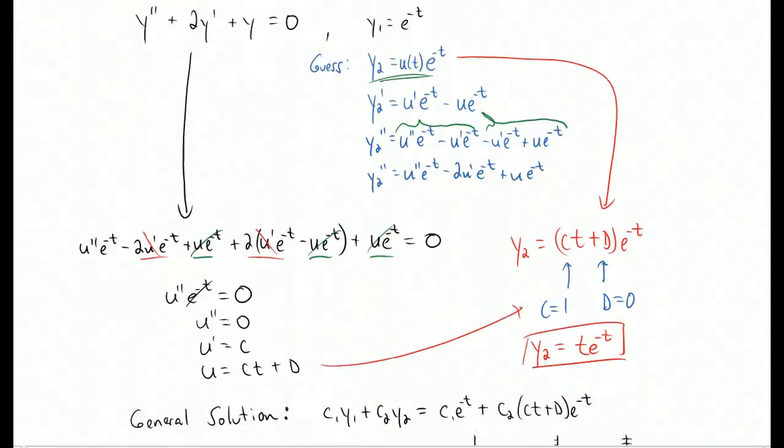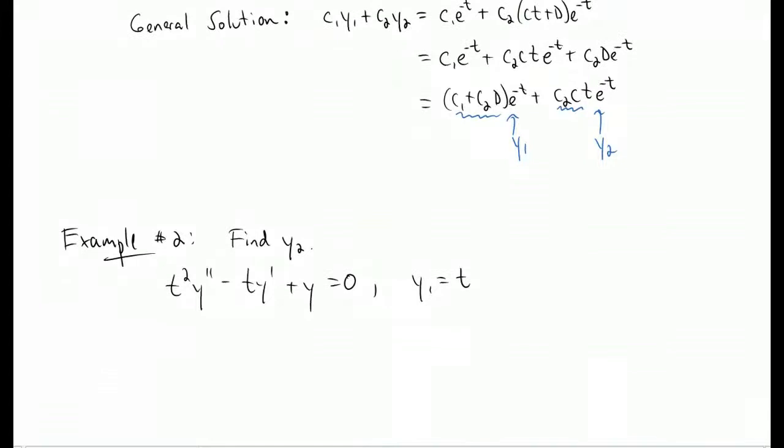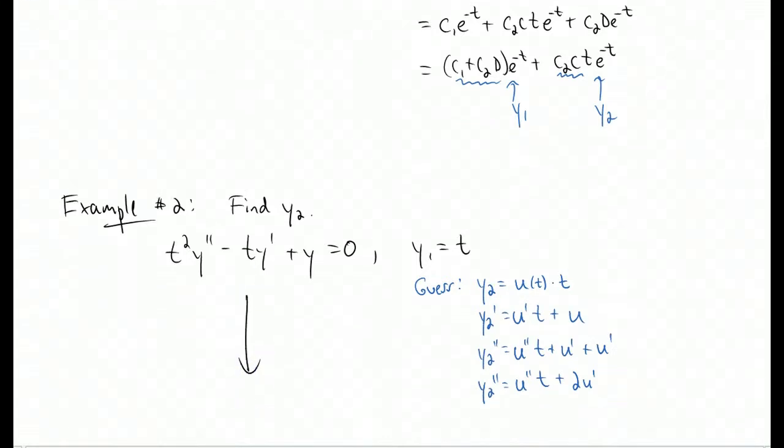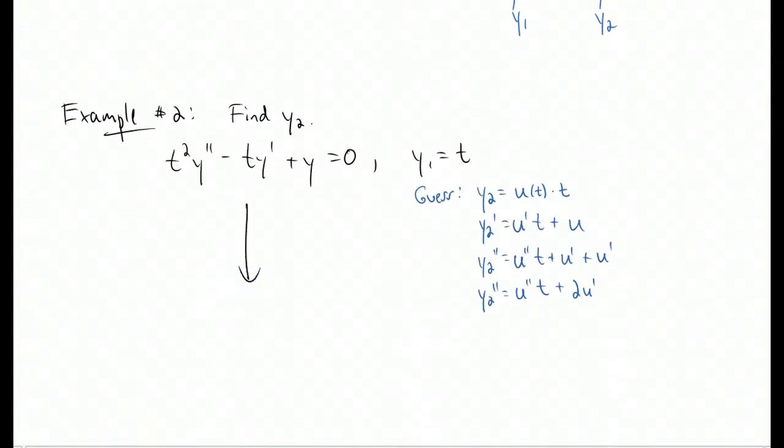Here's example 2. All you want to do is find the second linearly independent solution to this differential equation, and you're given that the first one is t. Again, we're going to make a guess that our second solution is some function times y1. I'm going to take derivatives, plug those derivatives into the differential equation. Again, these are implicit derivatives. We use the product rule to get those. Now let's plug them into the DE.